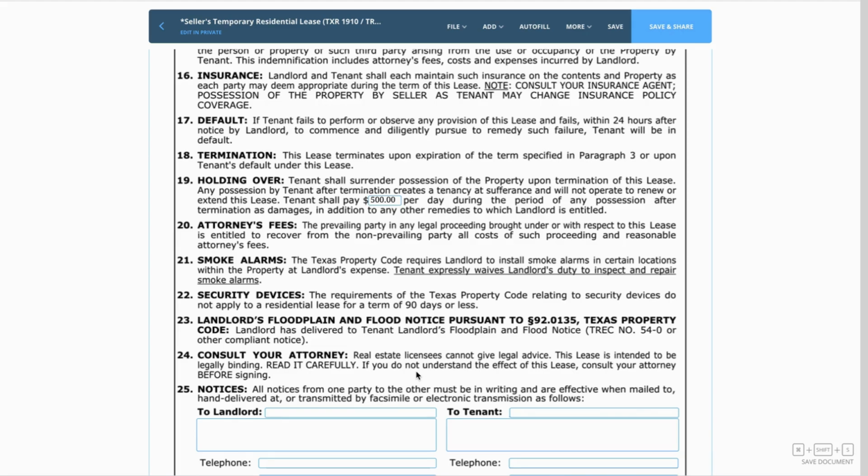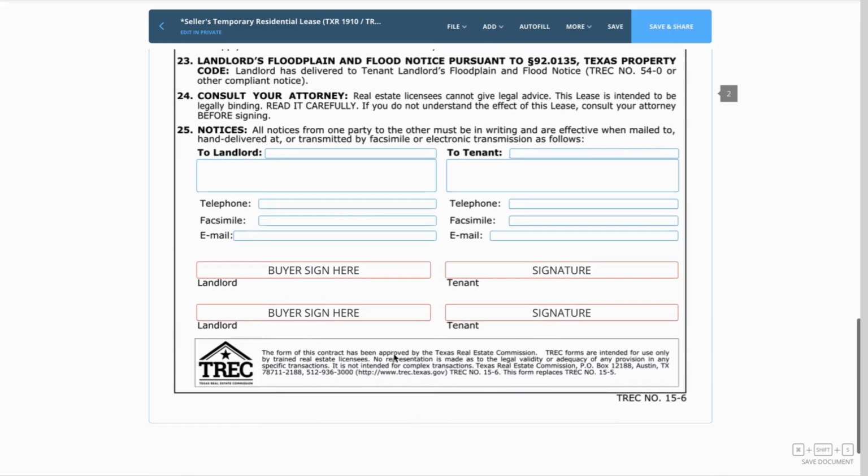Notices, all forms right here. All notices from one party to the other must be in writing and are effective when mailed to, hand delivered, or transmitted by email, fax, or electronically as follows. You want to make sure this has the landlord's mailing address, and I put email. All right, and you can also put phone numbers in there too. And you need to make sure the tenant's information is in here too before we sign.